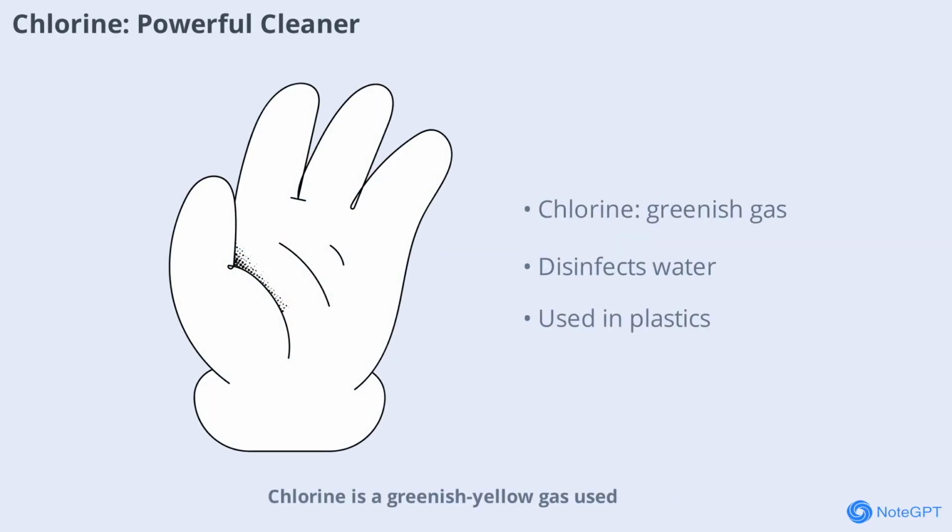Chlorine is a greenish-yellow gas used to disinfect water and in making plastics. It's highly reactive and dangerous in pure form, but its compounds are essential for modern life. Chlorine is found in table salt and is used in cleaning products worldwide.